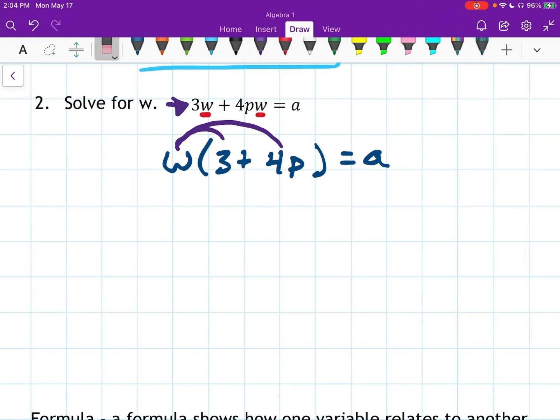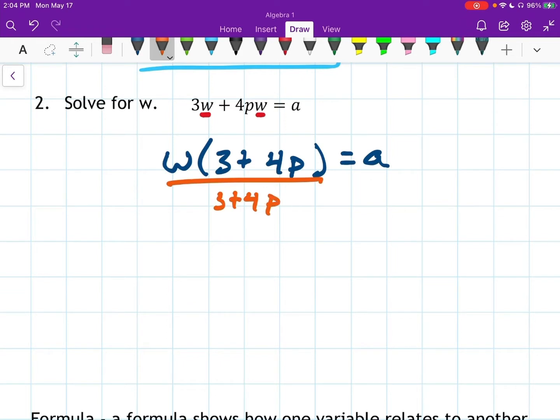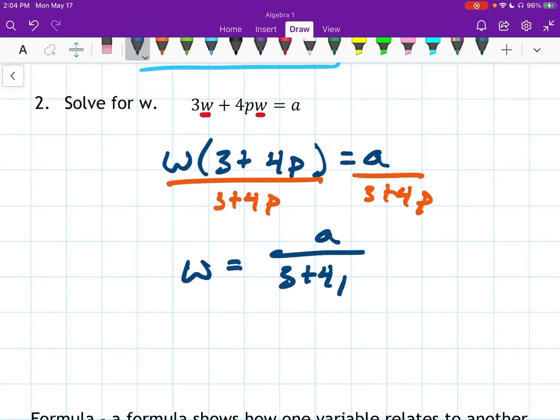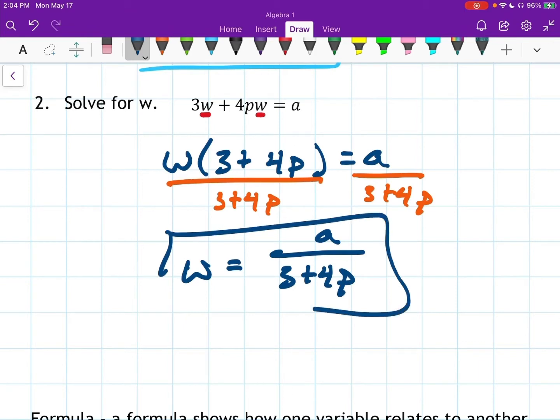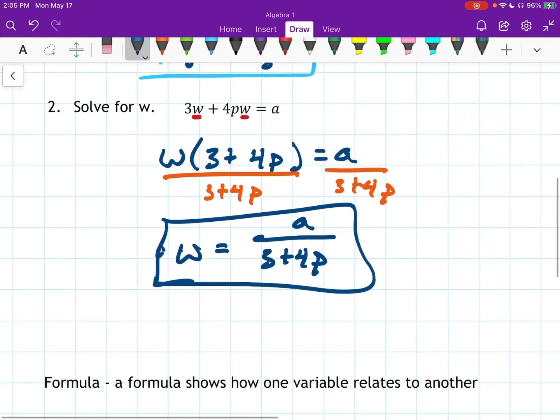Right? That's what factoring is. It's just undoing the distributing. Now to solve for the w, I divide by 3 plus 4p, and I get w equals a over 3 plus 4p. And there we are. Next up.